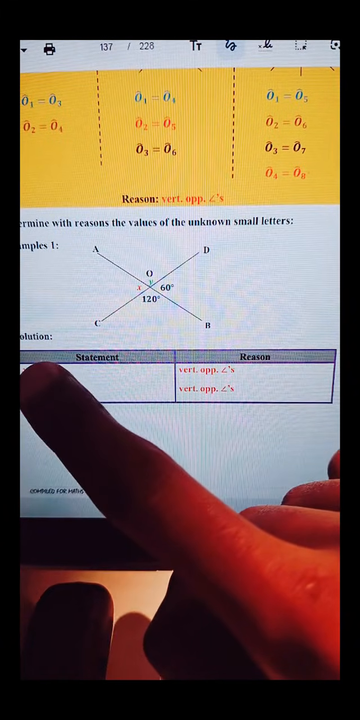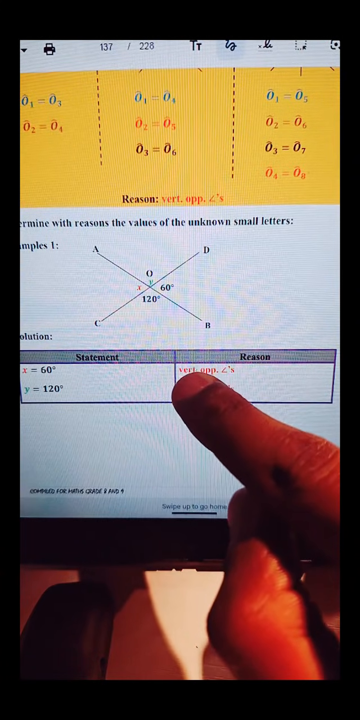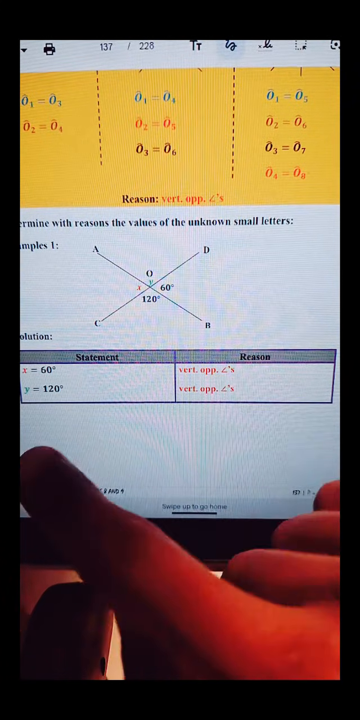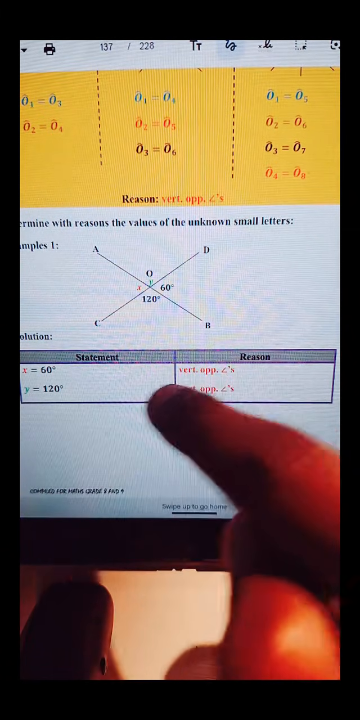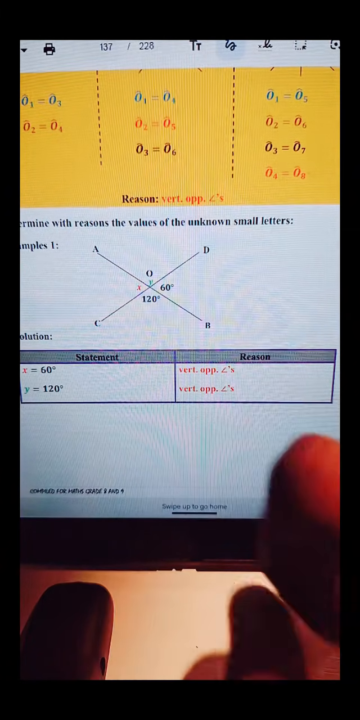So guys, you can see here it is. X is equal to 60. That's the statement. Reason, vert. op. angles. Y is equal to 120. Reason, vert. op. angles.